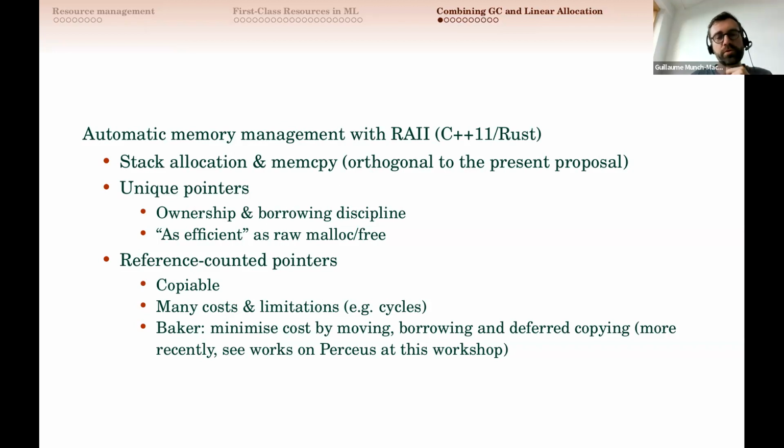And they have unique pointers with ownership. They are tracking the ownership of memory cells so that they can free them promptly and not sooner than needed. And this is supposed to be as efficient as malloc and free. And they need to use various strategies like having reference counted pointers when they want to share data and so on. And reference counted pointers have many drawbacks. Most of you know about it. One of the most important for ML is the lack of cycles, for instance. And so there are ways to improve reference counting by various methods, and you will have a talk later on that.